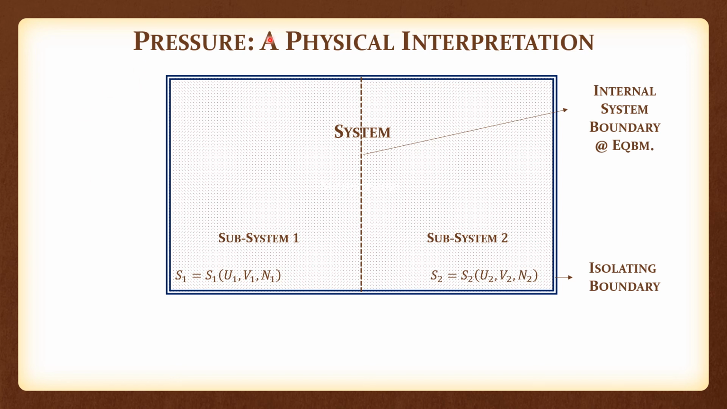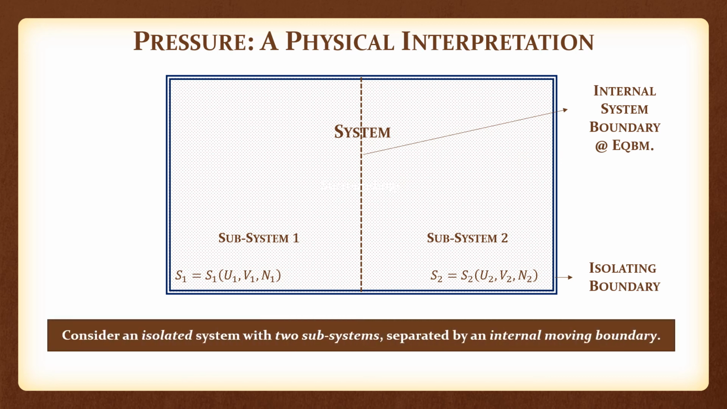So now we come back to pressure again and consider this example of a system comprising two subsystems. The system itself has an isolating boundary, and therefore it does not have any kind of interaction with the surroundings, and this is an internal system boundary. At equilibrium, this boundary is going to be made moving. Initially it could be non-moving, right? So initially I could place this boundary at one corner or the other corner or wherever it is, just a little bit of volume here or a little bit of volume there, and then see what happens.